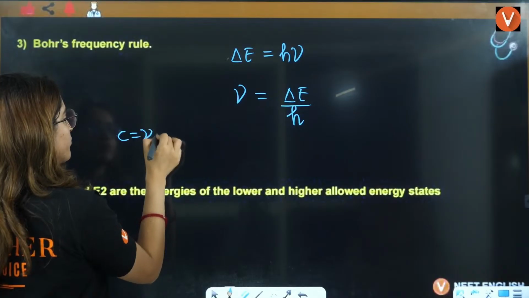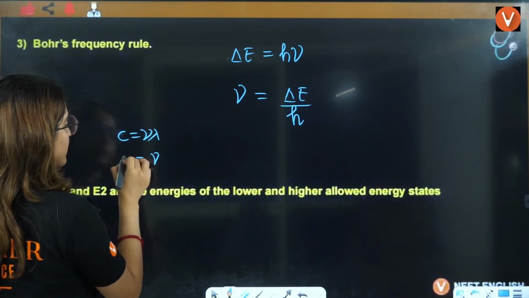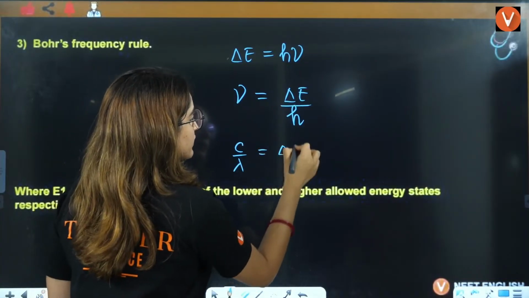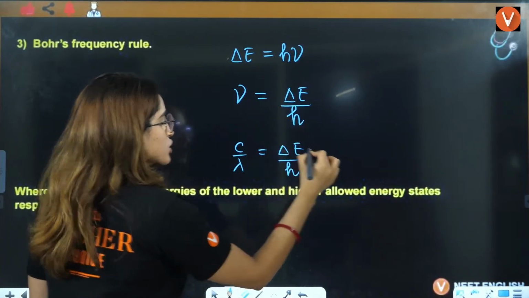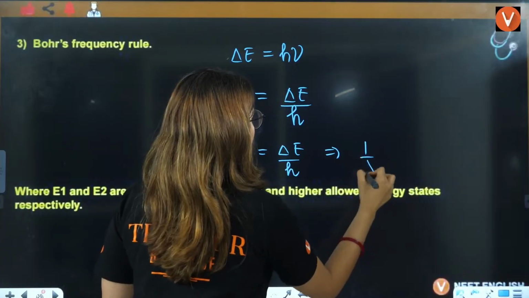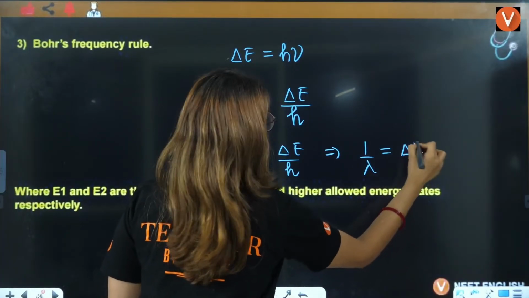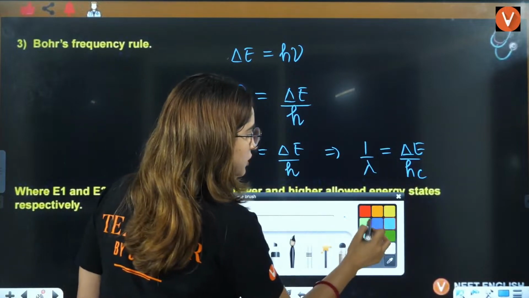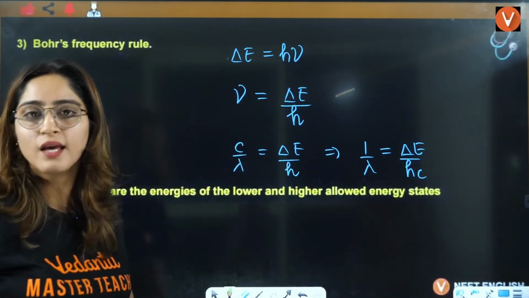c is equal to mu lambda, so mu will be c by lambda. Yes, c by lambda. So delta E is equal to h c by lambda. So you can say 1 by lambda is equal to delta E by hc. So this is what they are saying about the frequency rule.